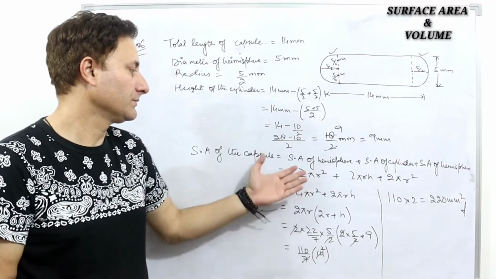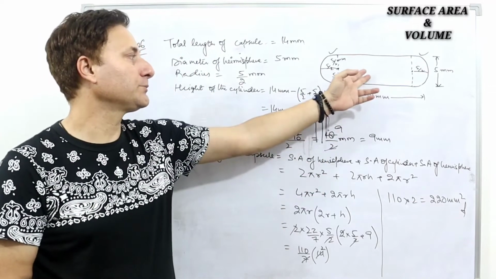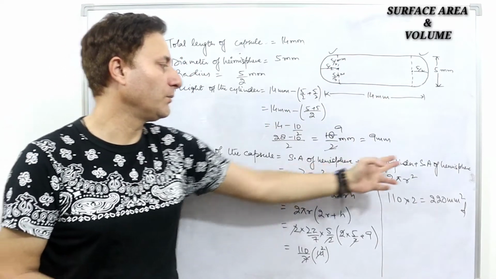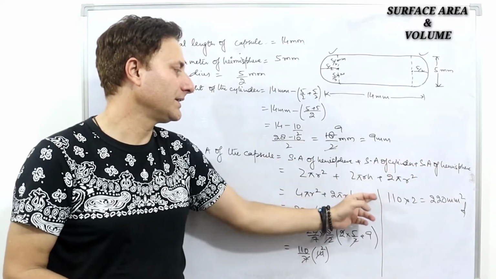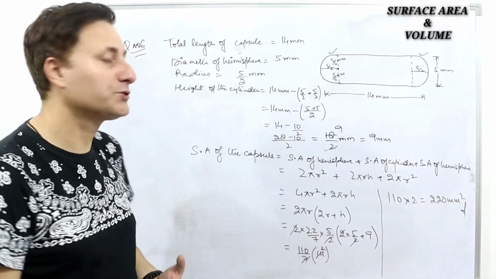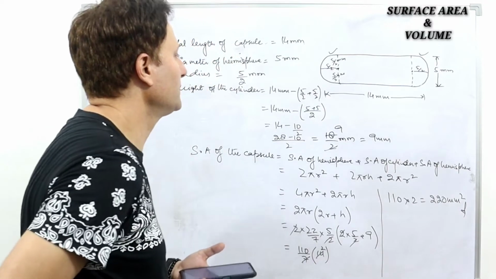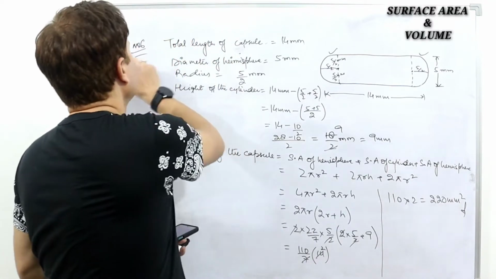So this is the capsule, and this capsule had 2 hemispheres and 1 cylinder. We used the formulas for the hemisphere and the cylinder and got the answer. So this finishes question number 6, guys. Let us quickly move on to question number 7. You can make a note of this. This is an important question, guys.